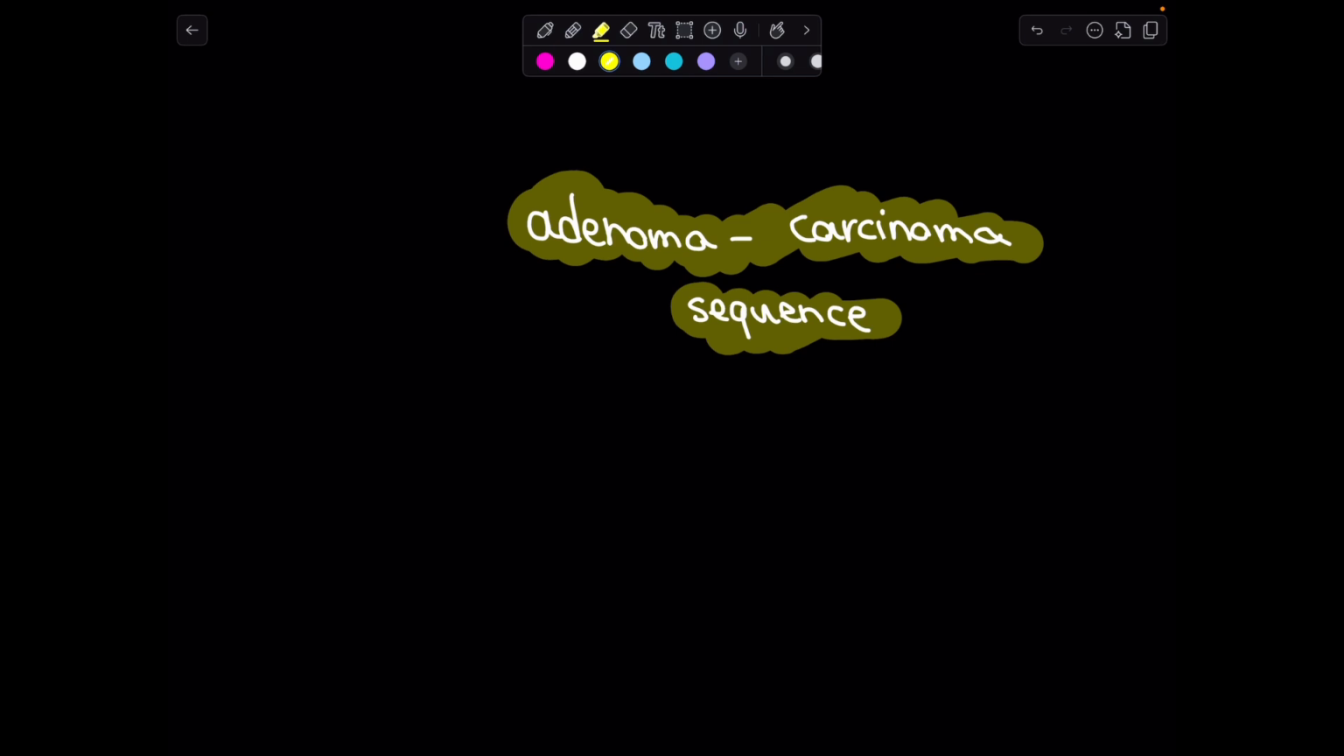I'm glad it's clear. Okay, want to tell us a bit more about this and explain to us also how the second hit leads to loss of heterozygosity.